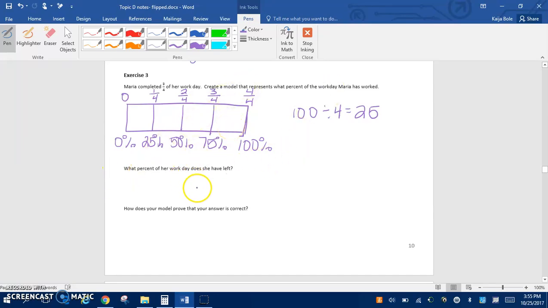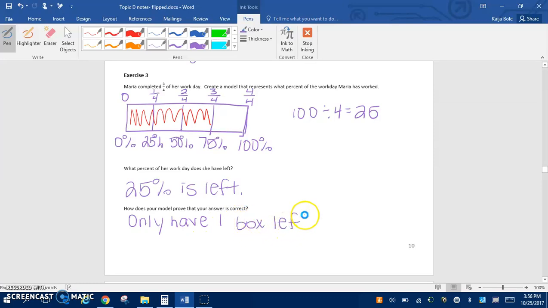Now the next part asks, what percent of her workday does she have left? So she's done, I'll do it in red, she's done 3/4, so all of this. So how much does she have left? And as for a percent, that one box represents 25% is left. Okay, and then the last question says, how does your model prove that your answer is correct? We can say that we only have one box left. And then we can say that each box is worth 25%. So again, kind of similar to a tape diagram.